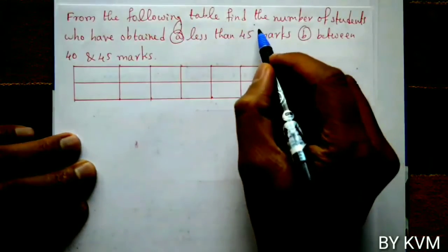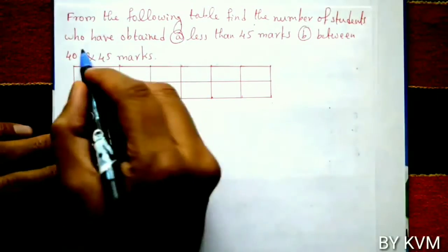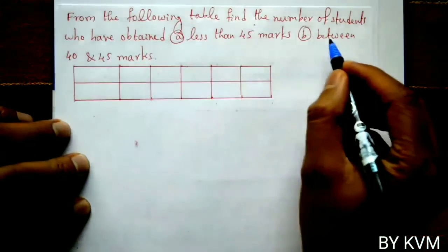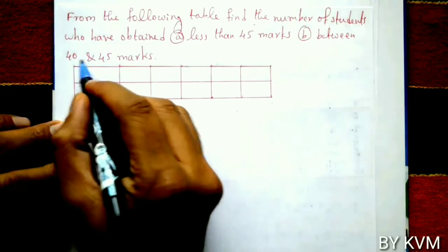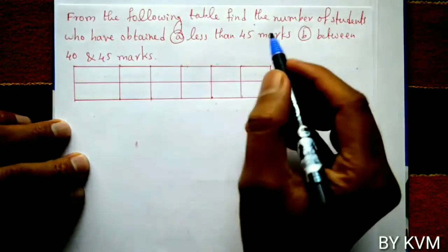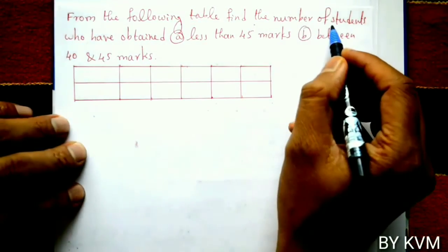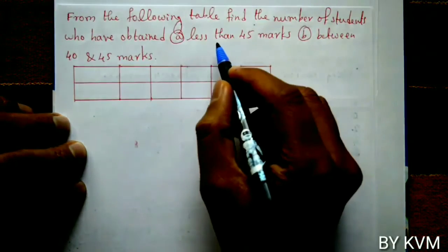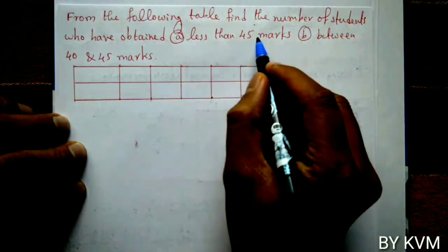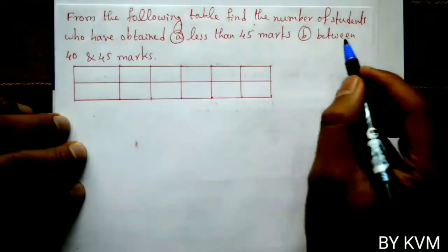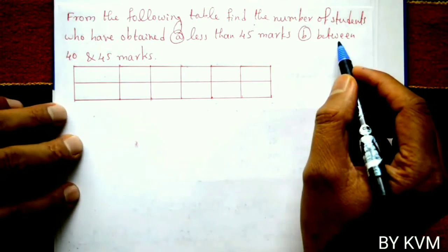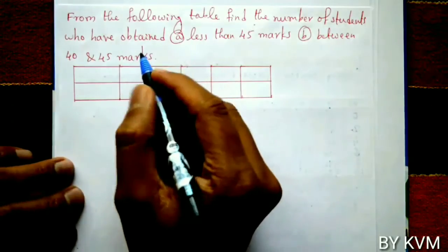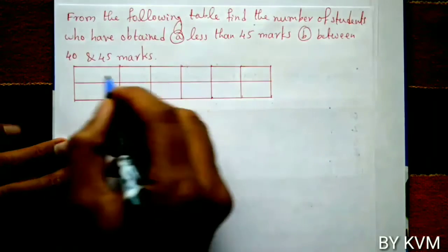Let us solve the next problem. From the following table, find the number of students who have obtained A, less than 45 marks, and B, between 40 and 45 marks. So here in the data, the number of students and their marks were given. First we have to find the students who have scored less than 45 marks. After that we have to find the number of students who have scored between 40 and 45 marks.